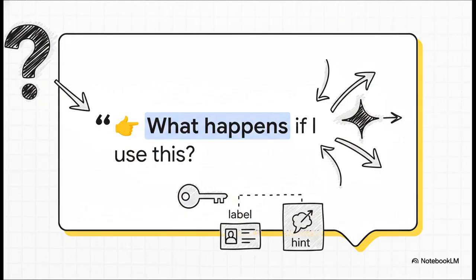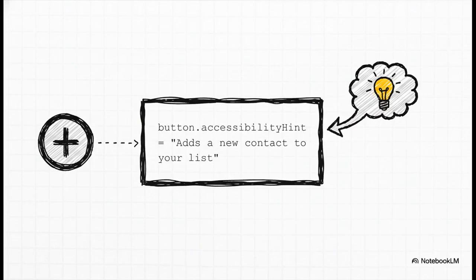And that is the fundamental difference. The label asks, what is this? The hint asks, what happens if I use this? If you can just lock that mental model in, label for identity, hint for outcome, you've pretty much mastered this whole thing. So let's go back to our little add contact button. We already gave it an identity with a label. Now we can add a hint to clear up the outcome. So here, we'll set the hint to something like, adds a new contact to your list. It's short, it's all about the action.